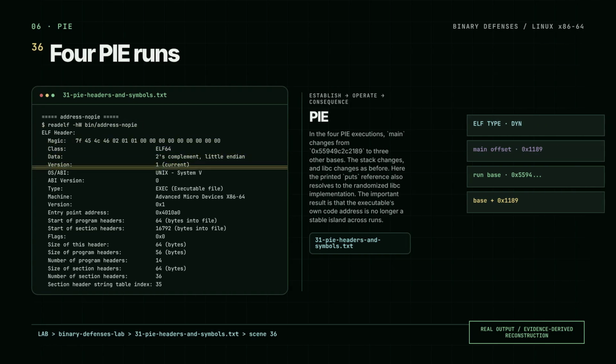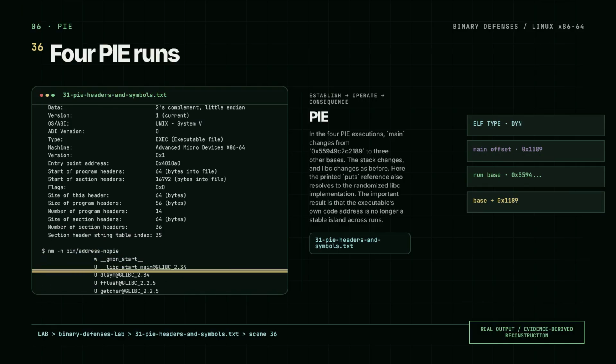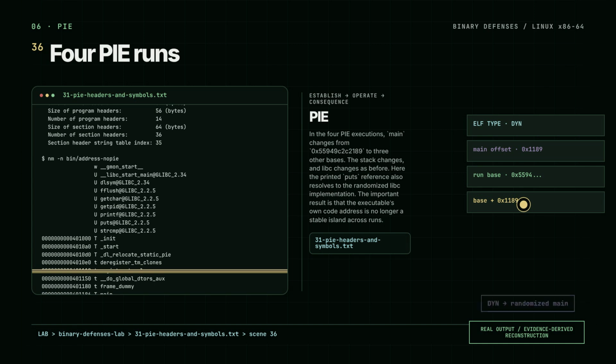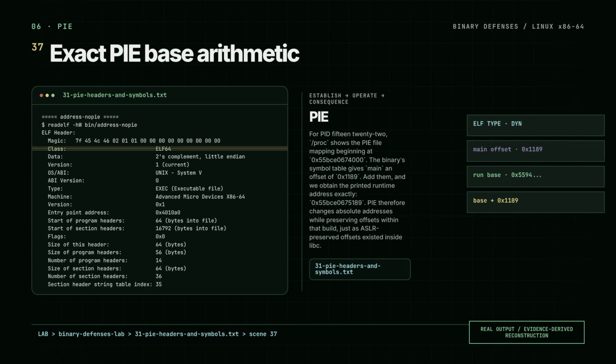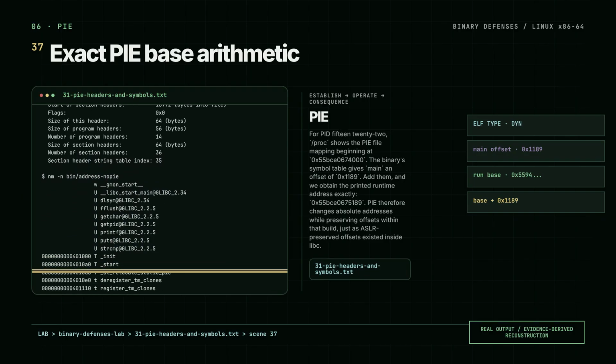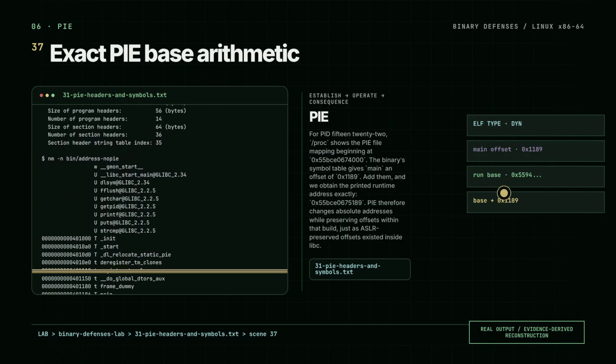Across 4 position-independent runs, the same main code, stack, and C library all move to different runtime bases. The printed puts reference moves with the executable's own code address, so the executable is no longer a stable island across runs. For one captured run, the position-independent executable begins at a recorded load base. The main function has a known file offset. Base plus offset reproduces its current runtime address. Position independence changes absolute addresses but preserves offsets inside this build.